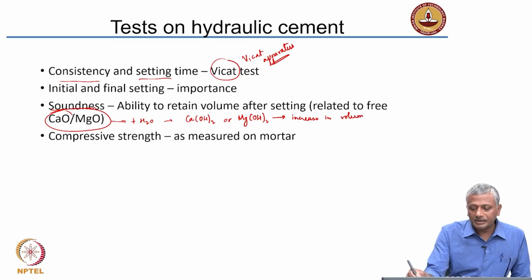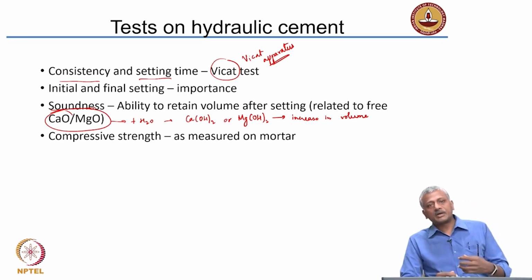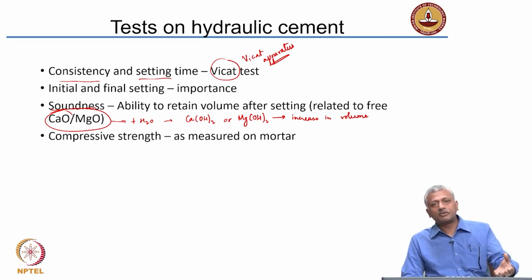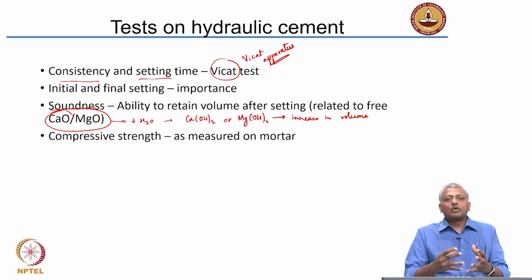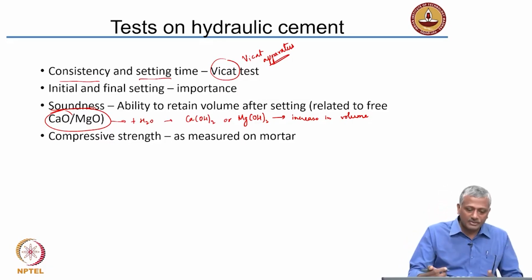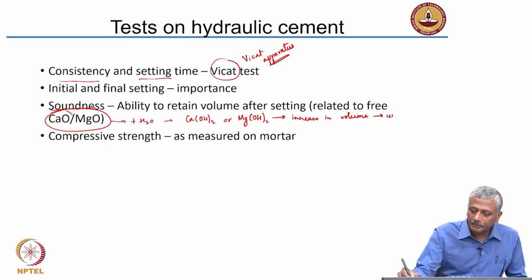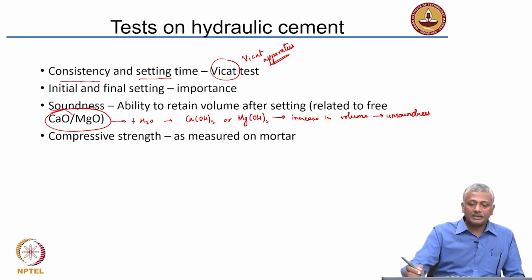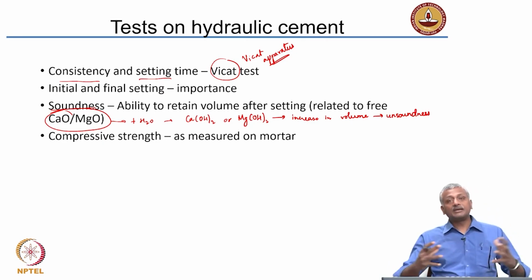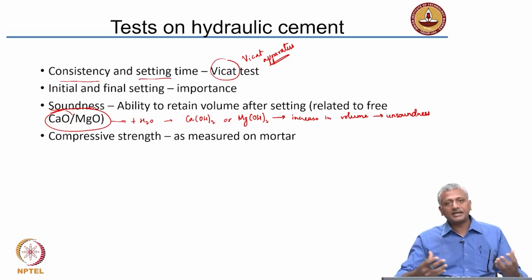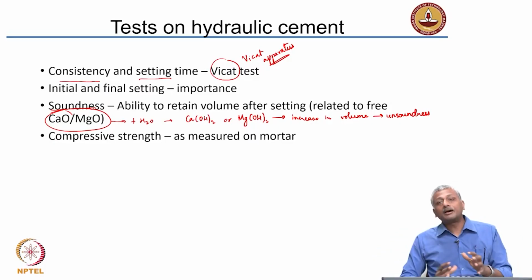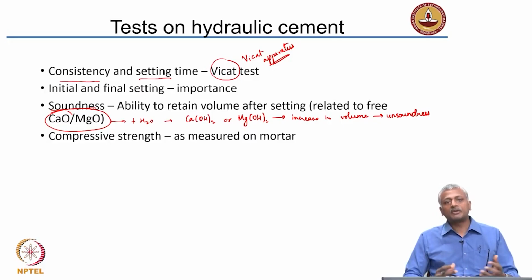So, in a set cement paste, if you have too much excess of this free lime or free magnesia, the increase in volume will lead to cracking. That is what is called unsoundness. So, that needs to be properly checked. Okay. So, soundness is the ability to retain the volume. Unsoundness means that after setting the volume is increased. So, you do not want that volume increase to be uncontrolled, otherwise your concrete cement will not be usable.